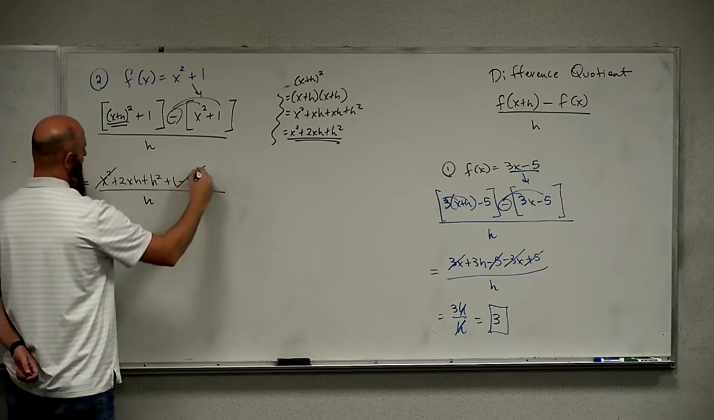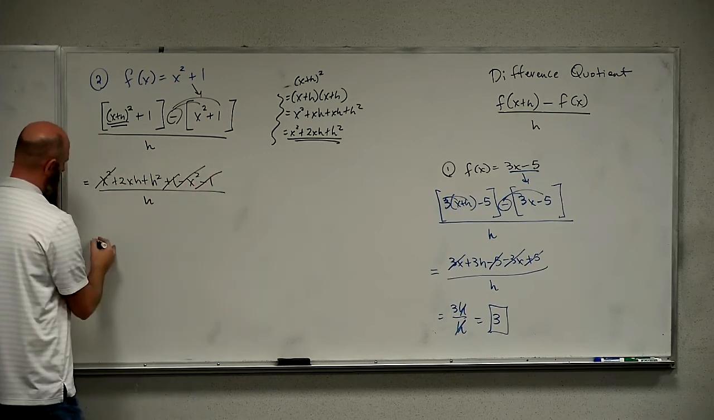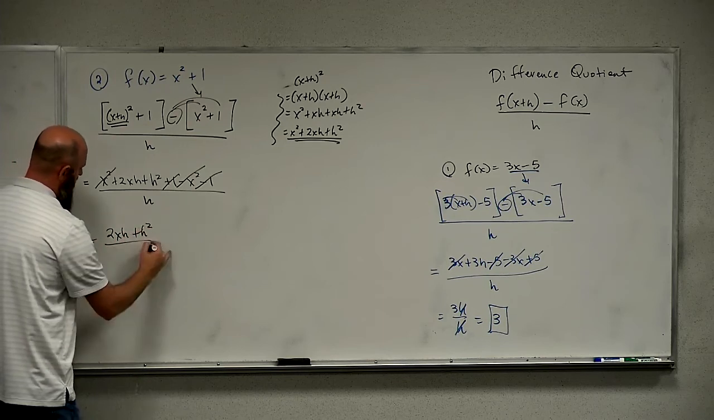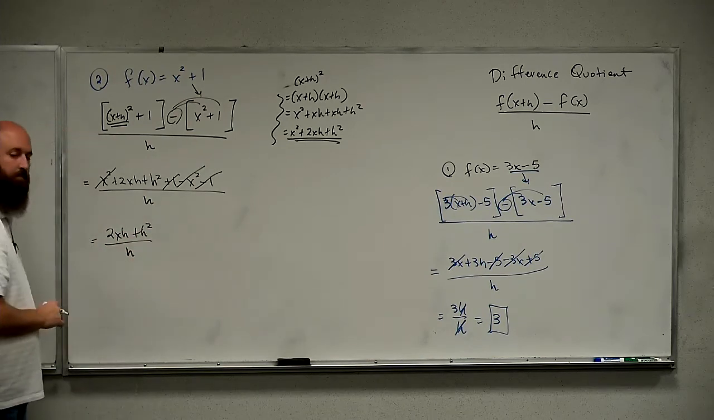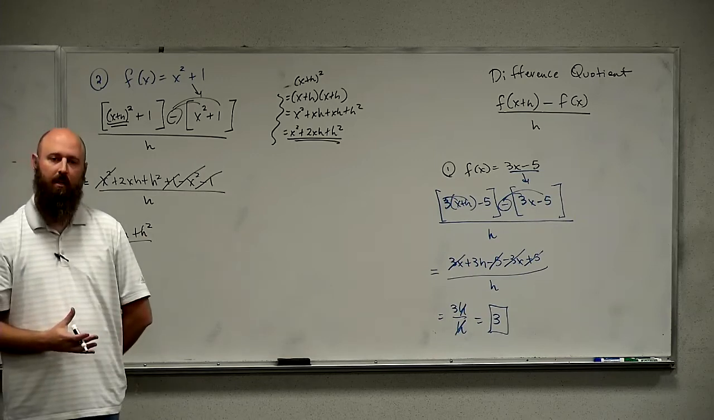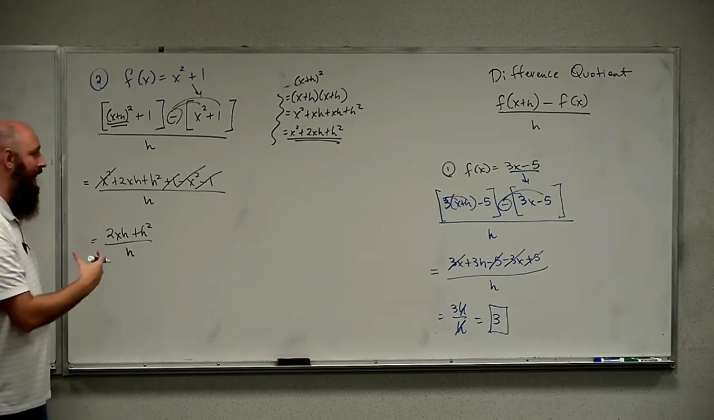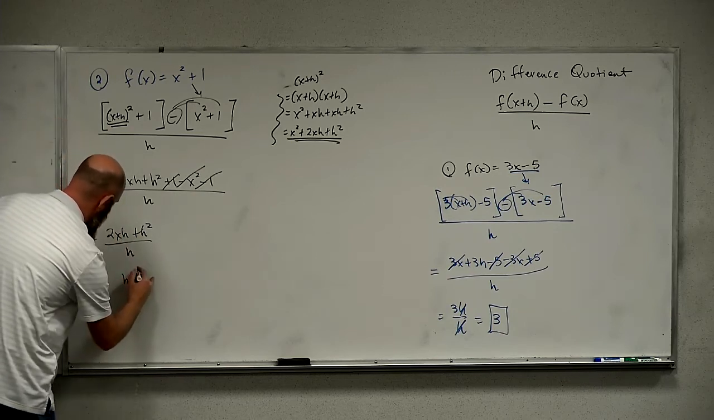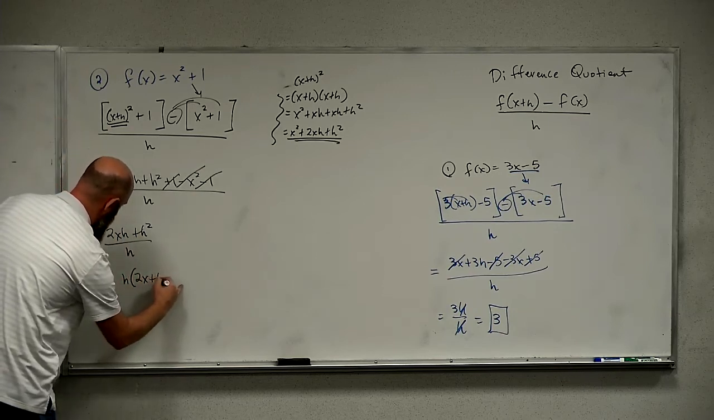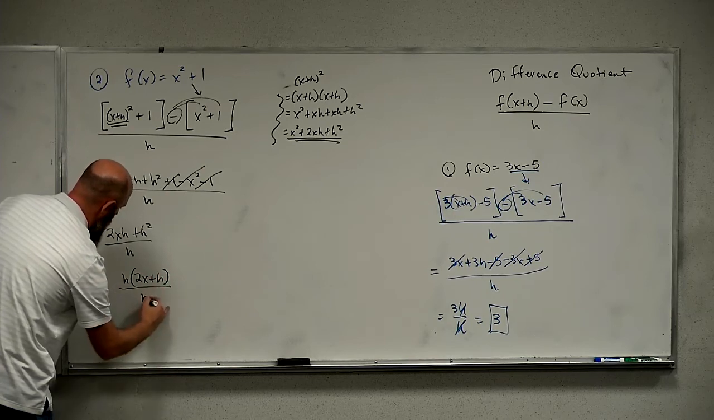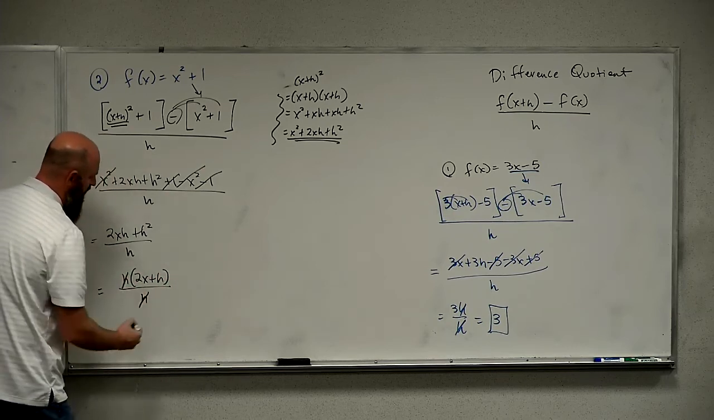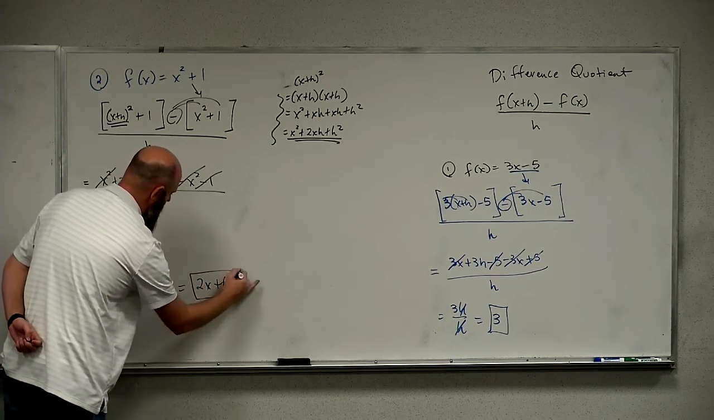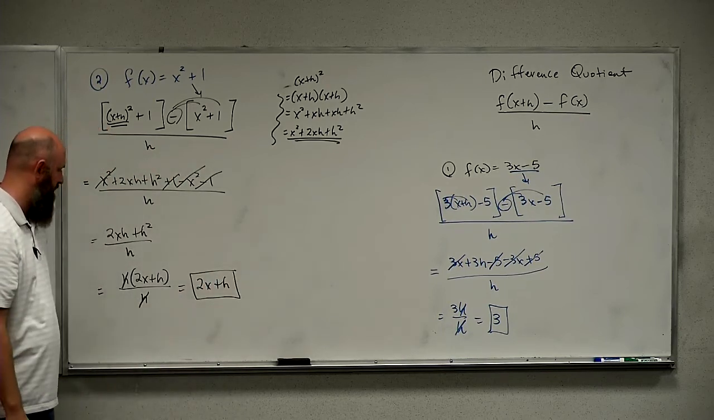Our x squareds cancel, our 1's cancel, and that leaves me with 2xh plus h squared over h. Now everything has an h in it. So that means on the top of that, I can factor out an h and get 2x plus h over h. So those eliminate, and I'm left with 2x plus h as my final answer. Okay?